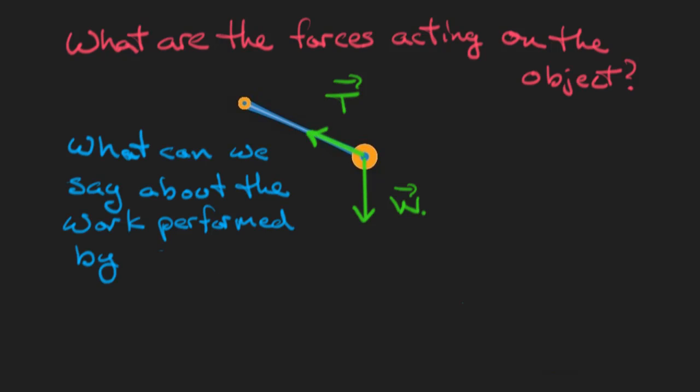Now I want to switch our perspective to the work energy principle, right? Get away from F equals ma. Let's look at work and energy. And we'll ask ourselves, what can we say about the work done by this tension force? There's T. Is it positive? Is it negative? Is it zero? What can we say about it? Again, pause the video, think about it, and then come back.